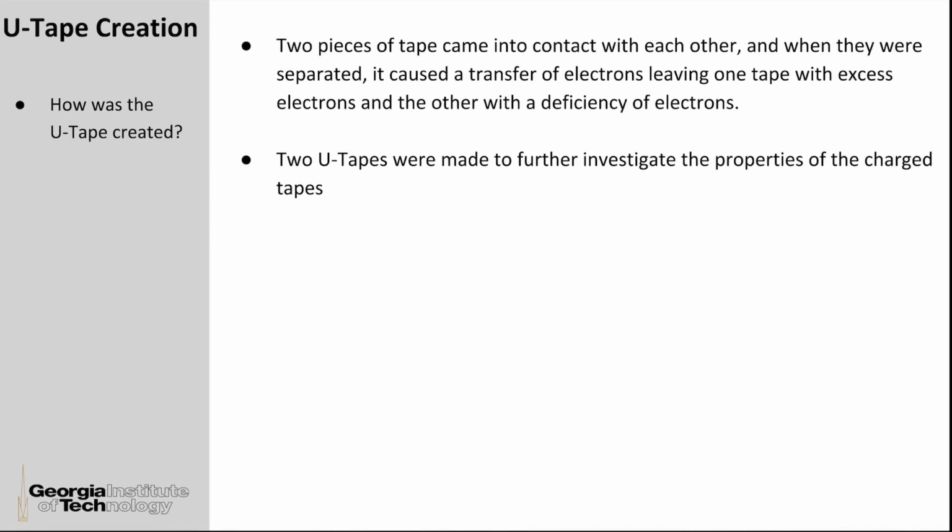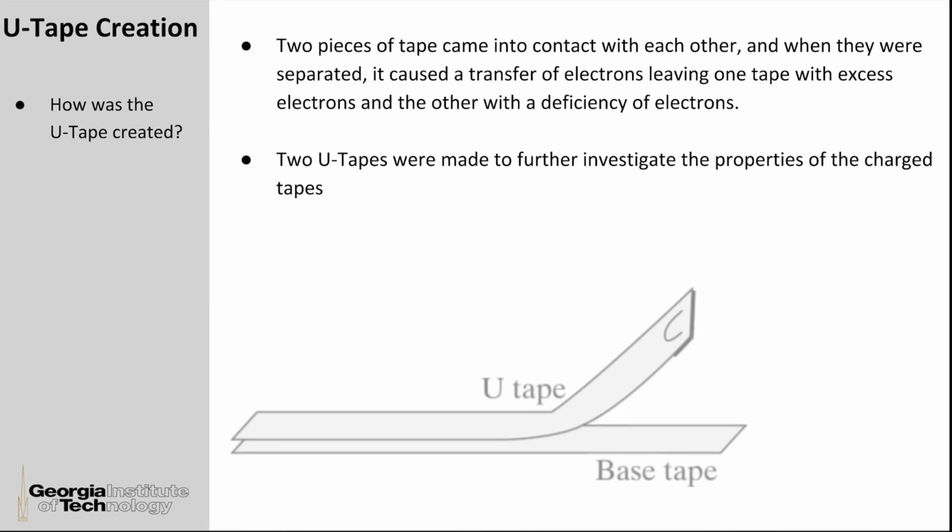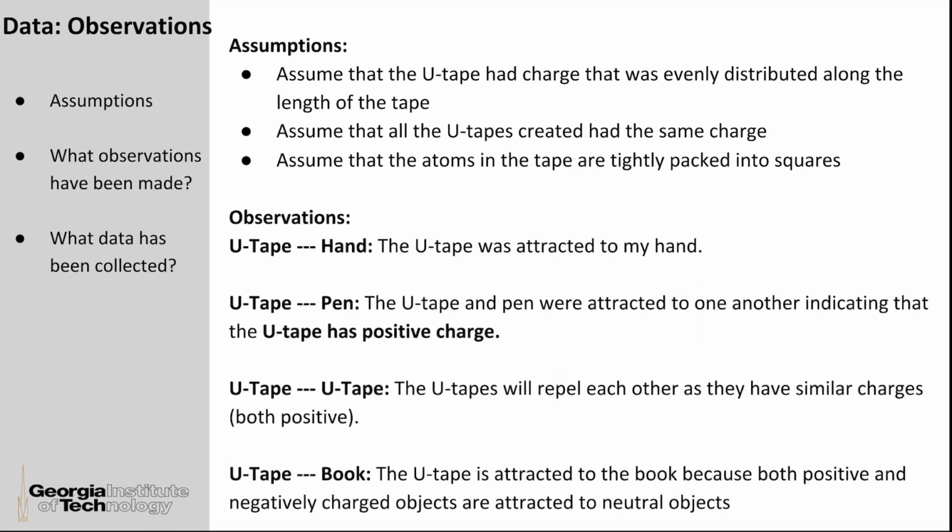So how was the main charged piece of tape, or U-tape, created? When two pieces of tape come into contact with each other and they're separated, it leaves one tape with excess electrons and the other with a deficiency of electrons. Some assumptions made for this experiment include assuming that the charge is evenly distributed along the length of the U-tape and that all the U-tapes created have the same exact charge. We can also assume that the atoms in the tape are tightly packed into squares.